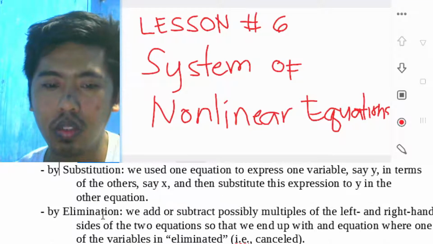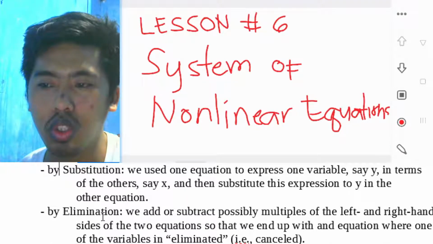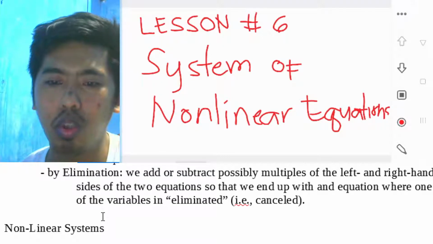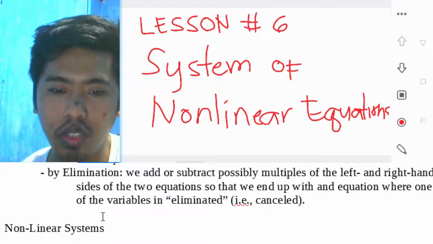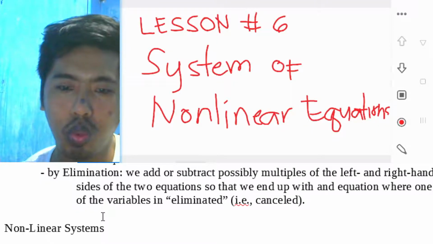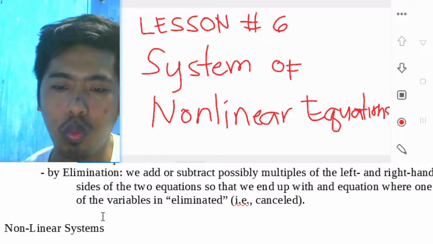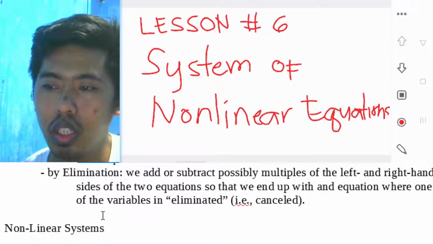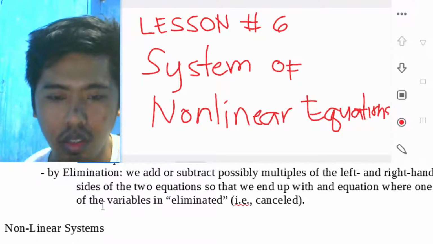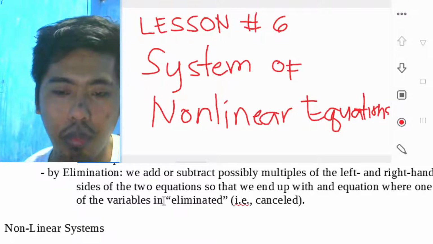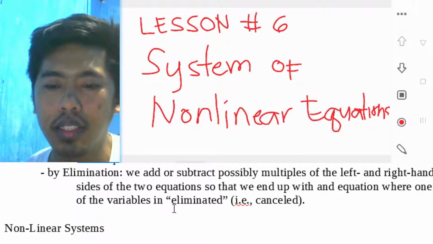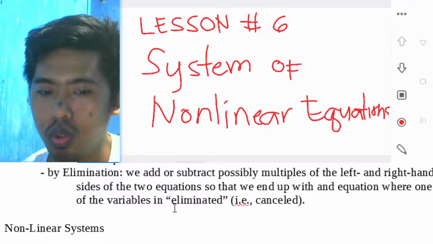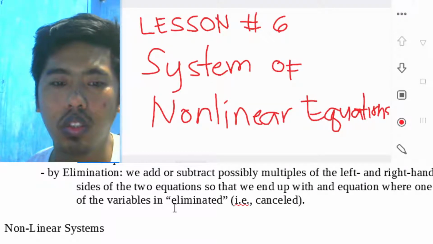Okay, next method is elimination. In elimination, we add or subtract possibly multiples of the left and right hand sides of the two equations so that we end up with an equation where one of the variables is eliminated. Example, cancelled, diba? Eliminate or cancel. So that's the linear system.